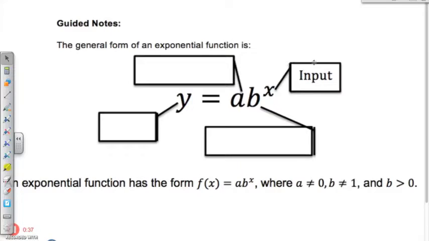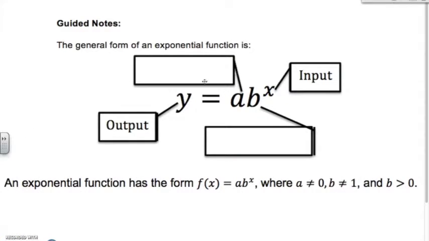Alright, so x is still going to be our input, and just like we've done in all our other functions, y is still going to be our output. Looking at the values a and b, a is going to be our starting value for exponential functions, and b is going to be what we call our growth factor. So this is the overall general form for an exponential function.